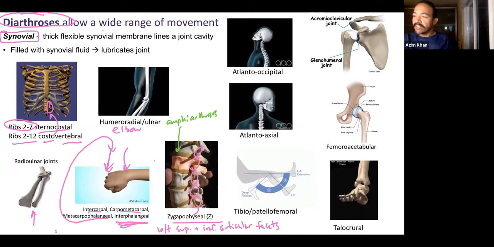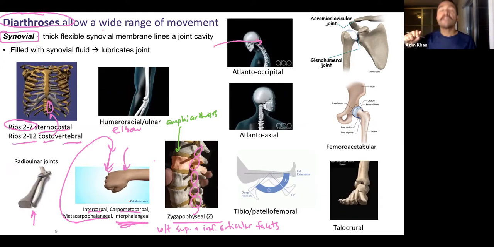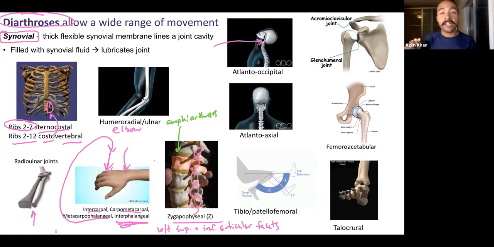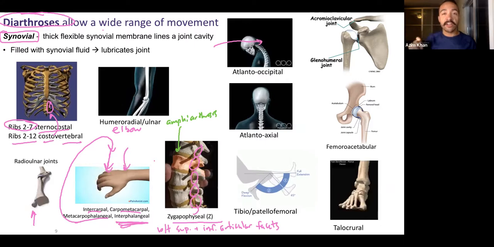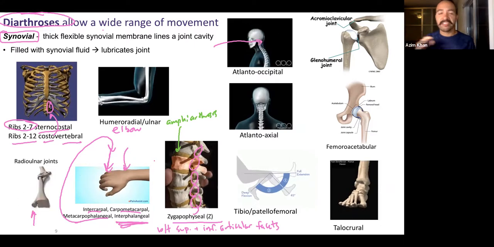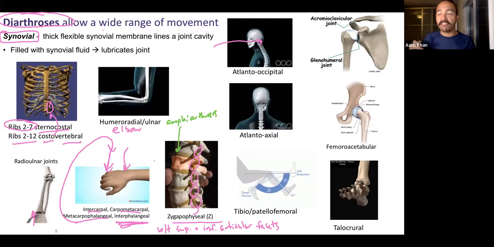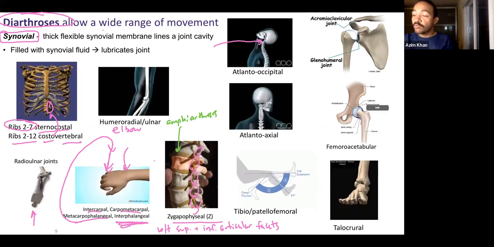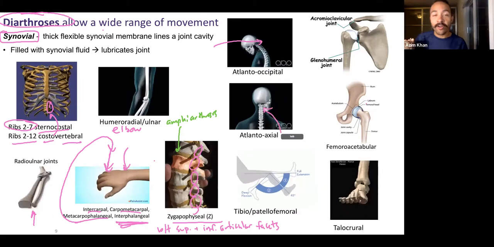To nod your head, yes, no. I mean, this is a bit extreme what they're showing here, but to go like that, that's your atlanto-occipital joint between your atlas and your occipital condyles. I'm not sure, I guess it's a Greek thing why you go from atlas to atlanto, but that's what it's called. And then to rotate your head between your atlas and axis, that's your atlanto-axial joint.